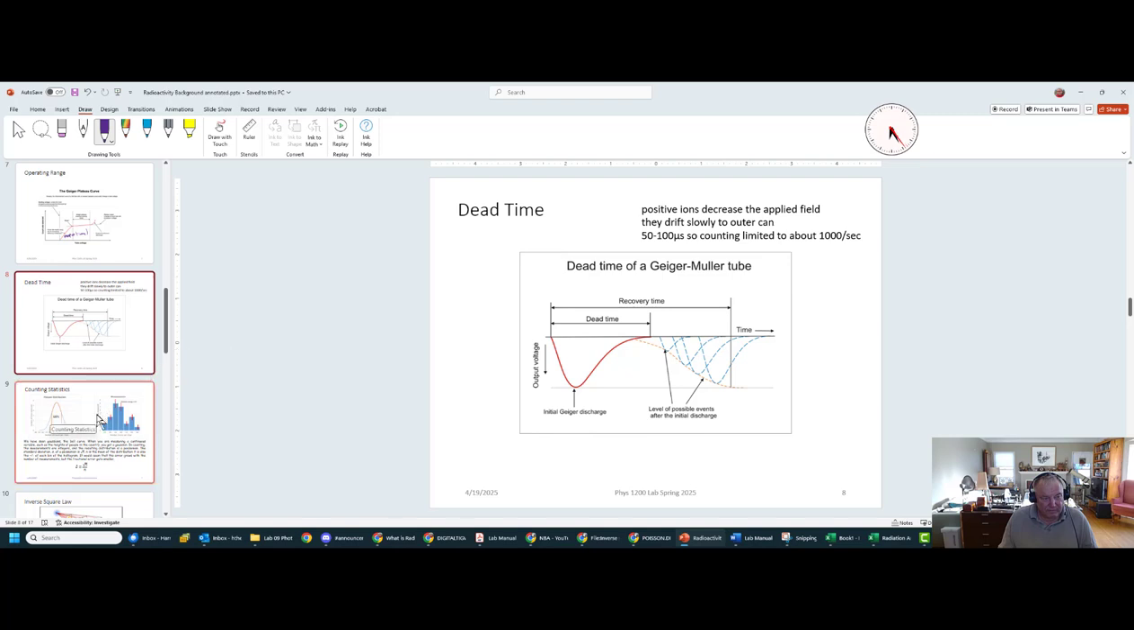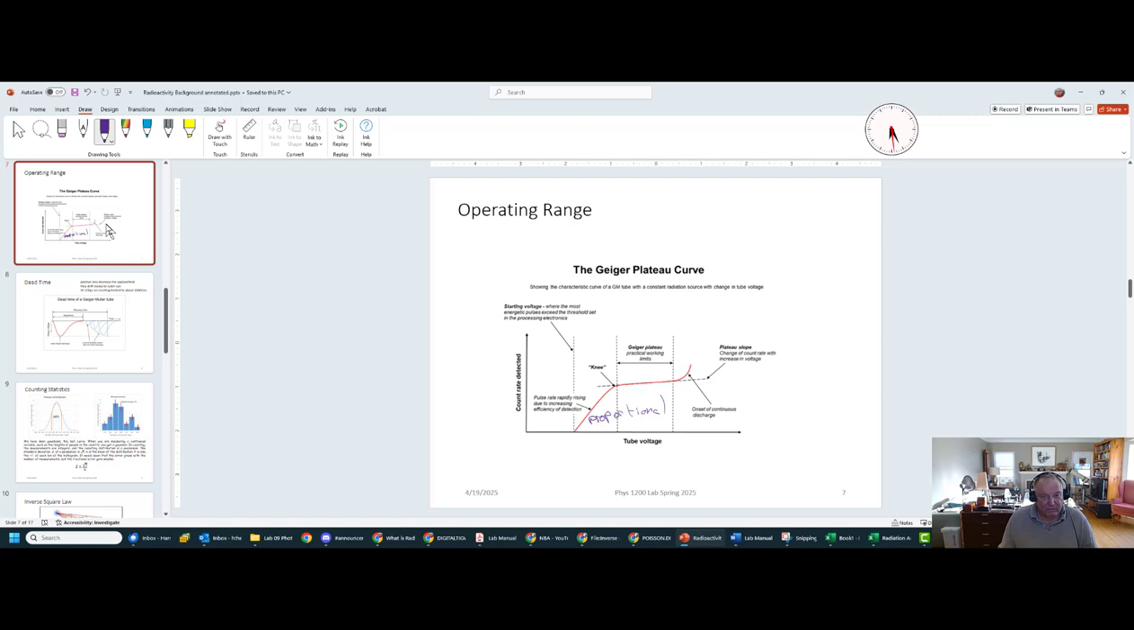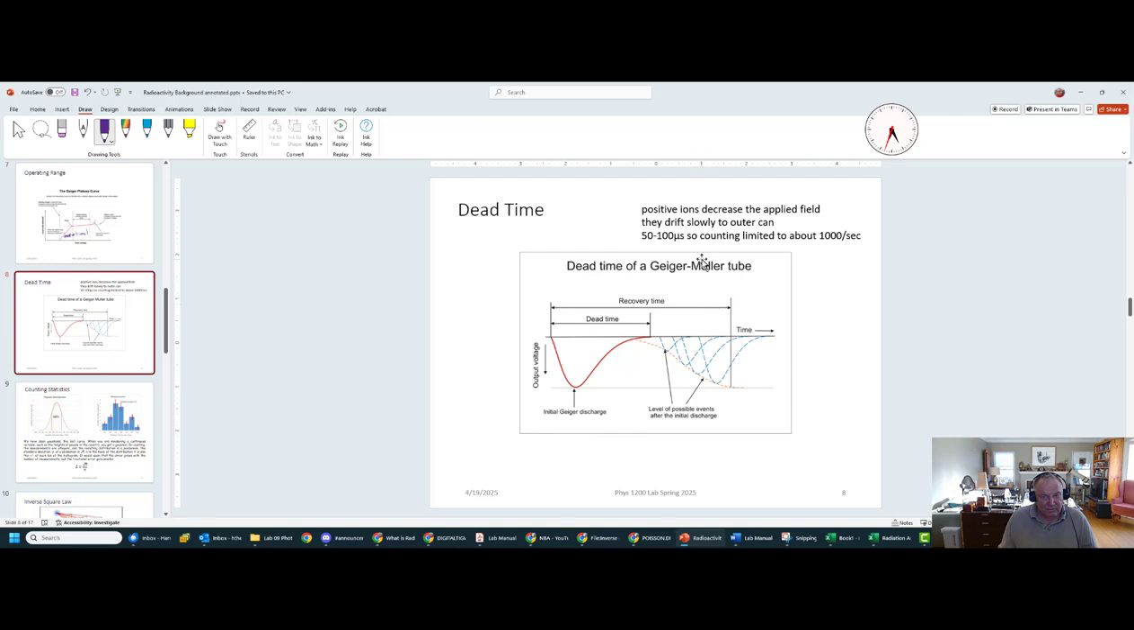Okay, so you have this, the operating range. Dead time is simply that positive ions get liberated. They decrease the electric field, and we need to wait for them to get out of the way. But it happens so quickly that you'd have to have thousands of counts per second, and I think the most we're going to see is like 300 counts per second. So that's if we bring the source really close to the Geiger tube.